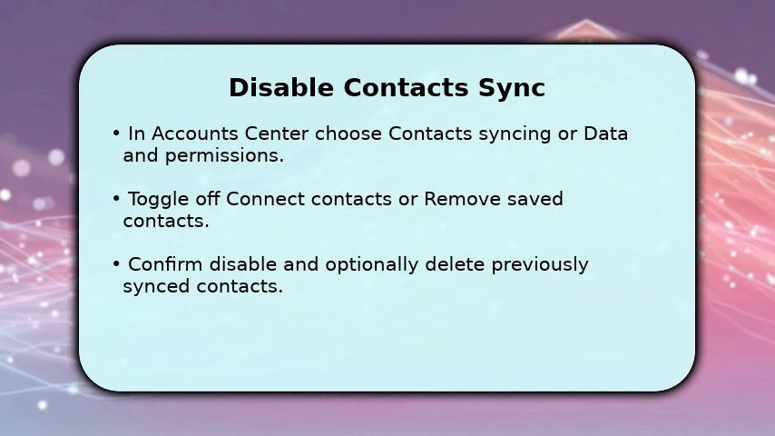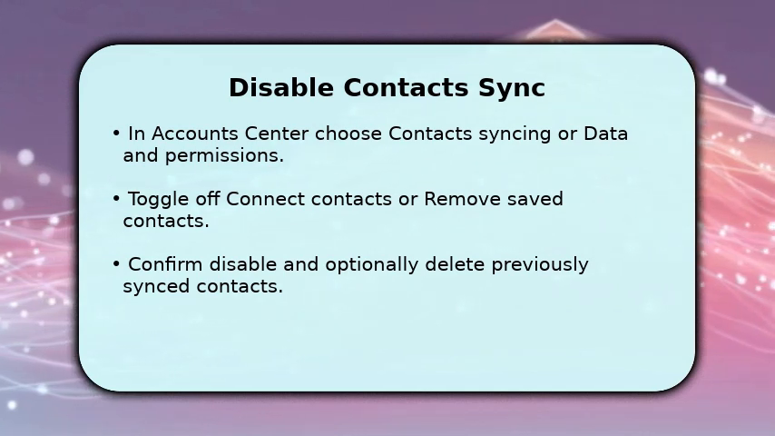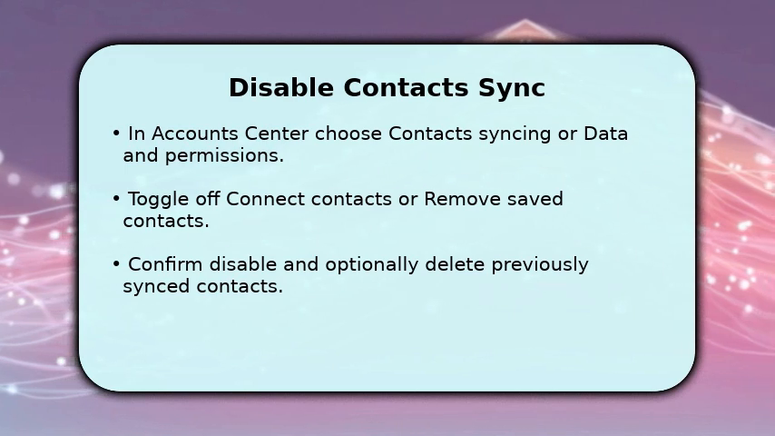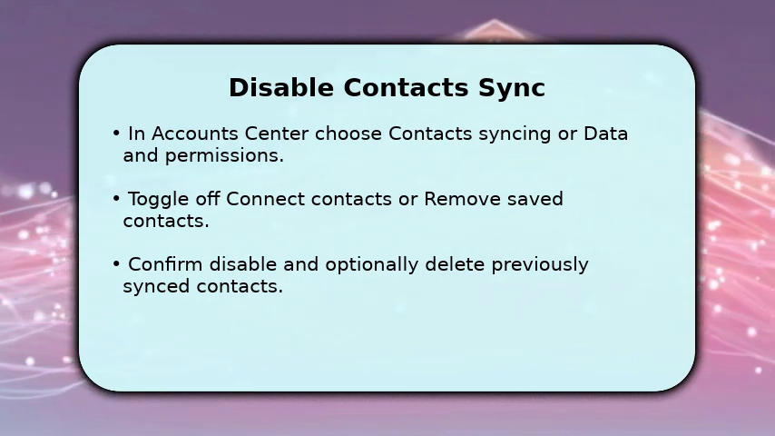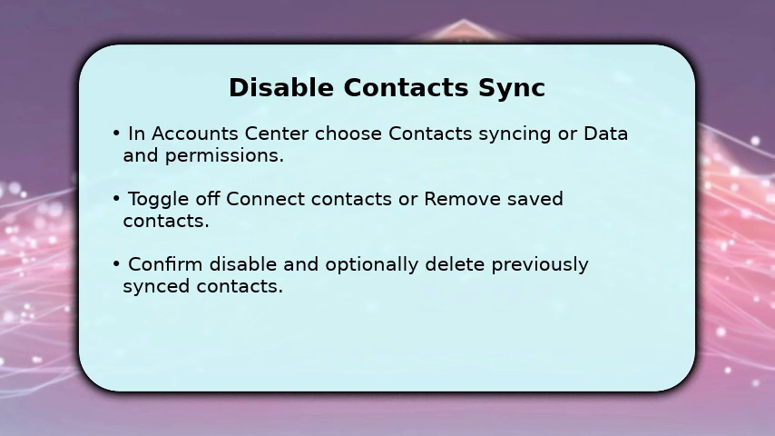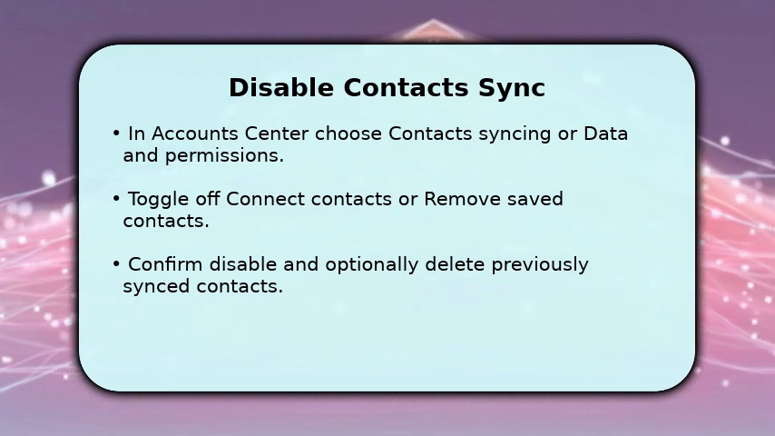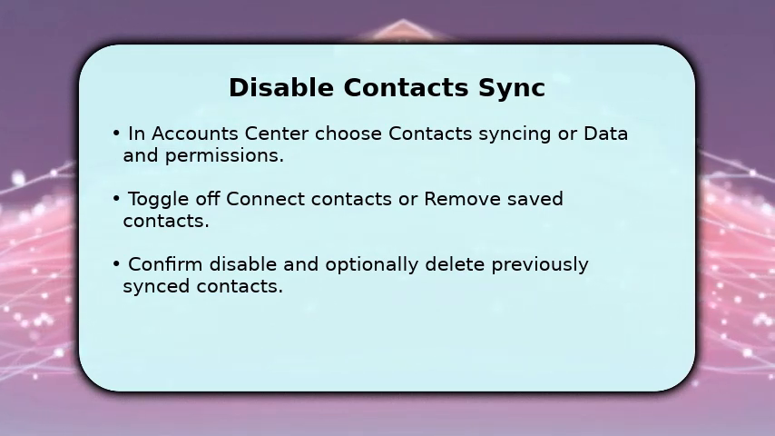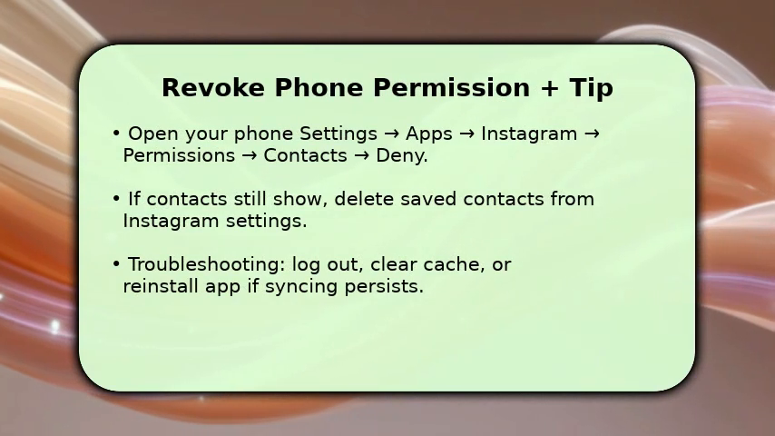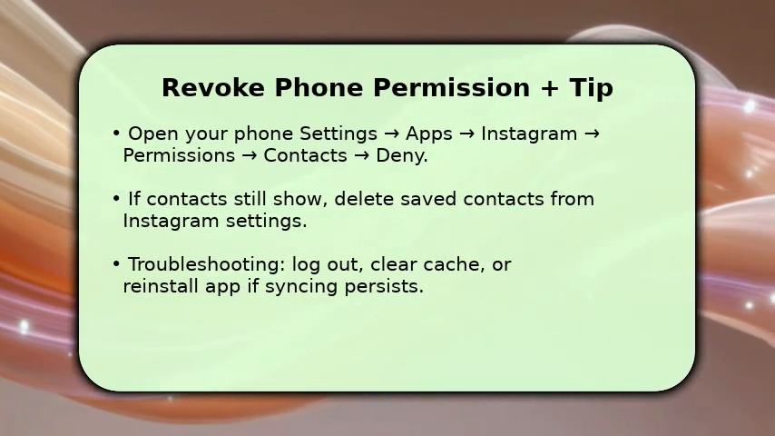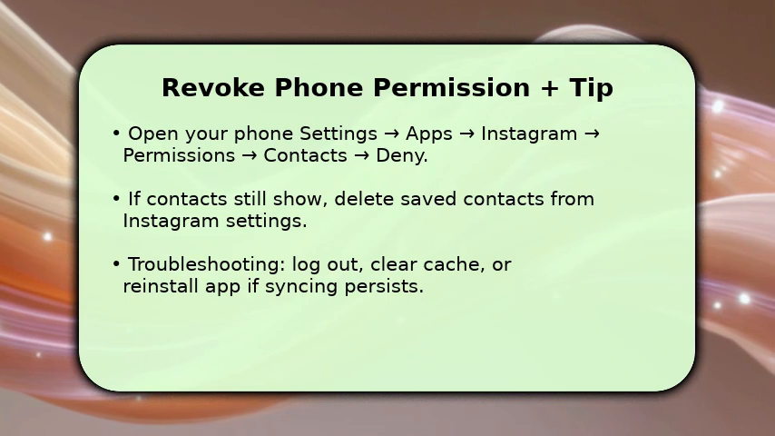This stops future uploads. It also prevents cross-account contact suggestions that happen when contacts remain saved on Instagram servers. After disabling sync in Instagram, go to your device settings, open Apps, select Instagram, then Permissions, and revoke contacts permission so the app cannot re-upload.